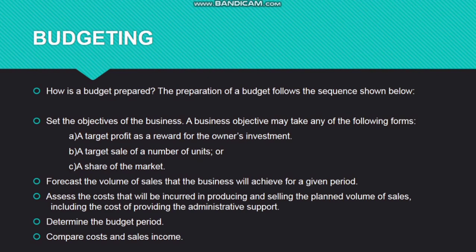How is a budget prepared? The preparation of a budget follows the sequence shown below. First, set the objectives of the business. A business objective may take any of the following forms: a target profit as a reward for the owner's investment, a target sale of a number of units, or a share of the market. Second, forecast the volume of sales that a business will achieve for a given period. Third, assess the cost that will be incurred in producing and selling the planned volume of sales, including the cost of providing the administrative support. Fourth, determine the budget period and compare cost and sales income.